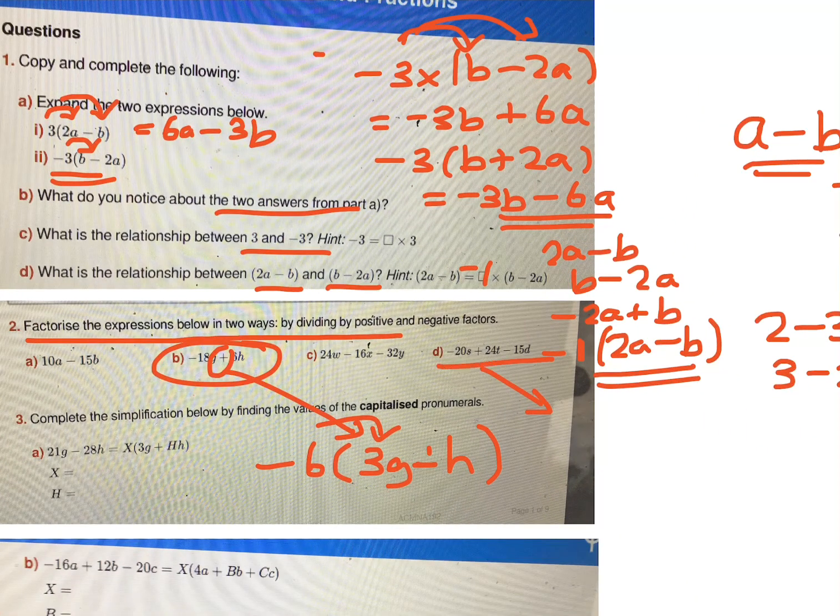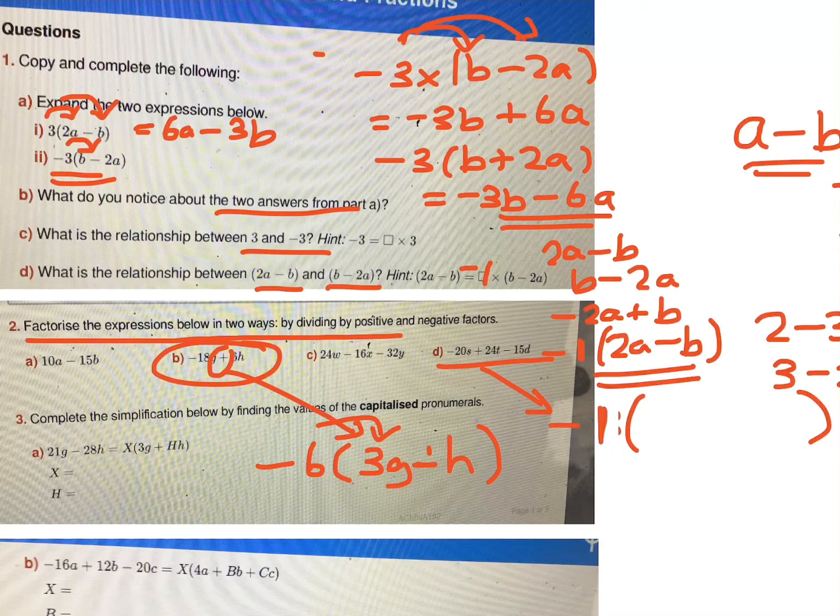Looking at this one, what goes into 20, 24 and 15? That would be 3. S, T and D, no common factor there. You must take the minus 3 out. So if there's a minus out the front, you've got to take it out. So let's go 3. No, it's not 3, sorry. 20, 24 and 15. There is actually no common factor. That's really tricky. But we can take out a minus 1.